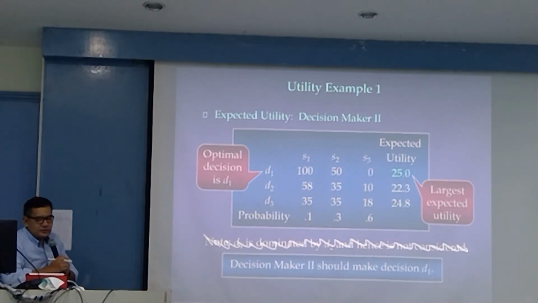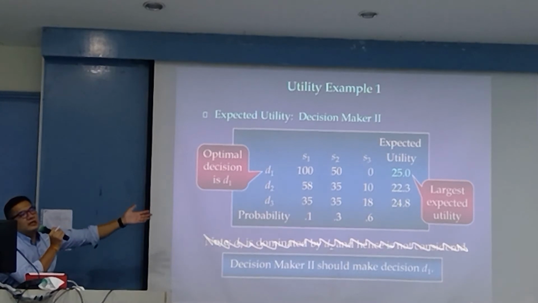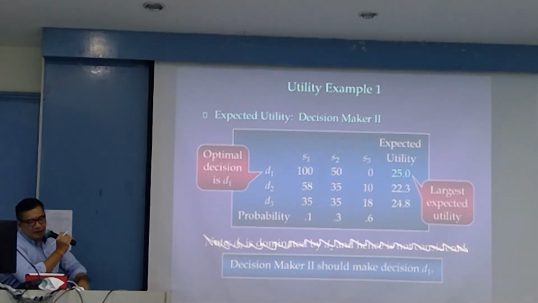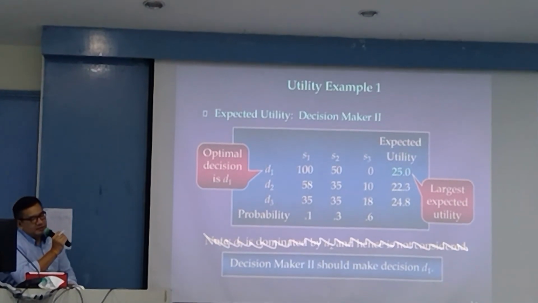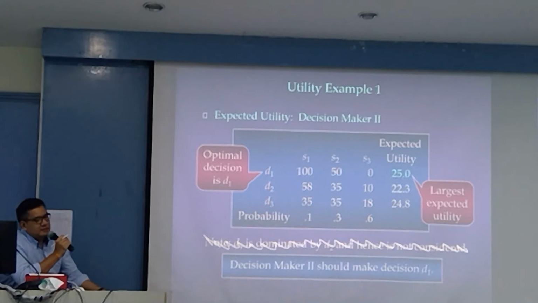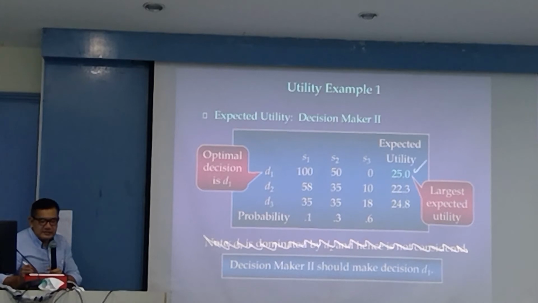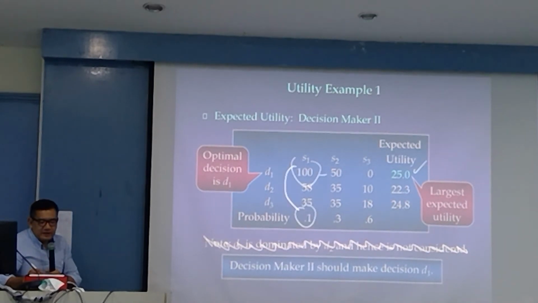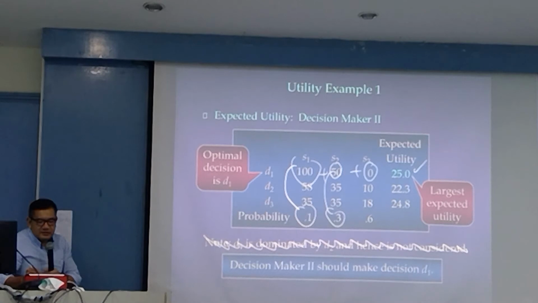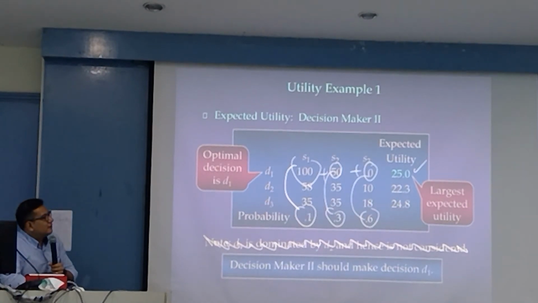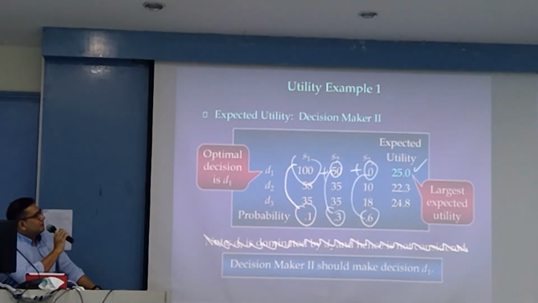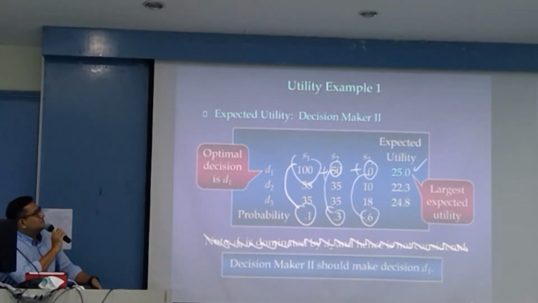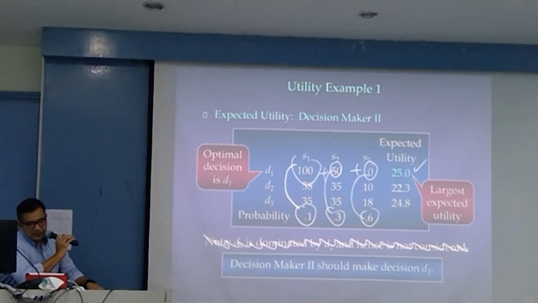For decision maker 2, this table shows the utility values of this person, and we still calculate using the same method as the previous one, using the expected utility value. For example, 25 comes from 100 multiplied by 0.1, plus 50 multiplied by 0.3, plus 0 multiplied by 0.6. You have 25, right? And you calculate something like this for the rest of the alternatives. Finally, 25 is the highest one, so in this case this person selects the first alternative.